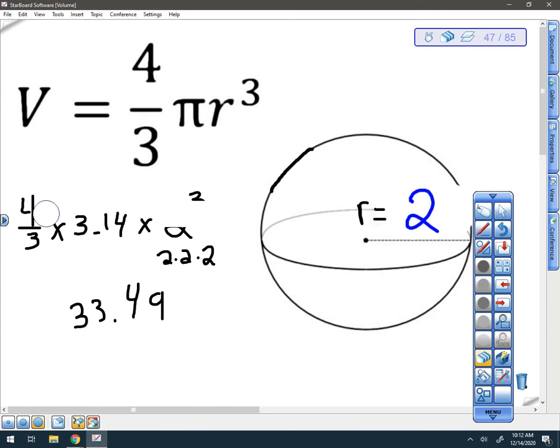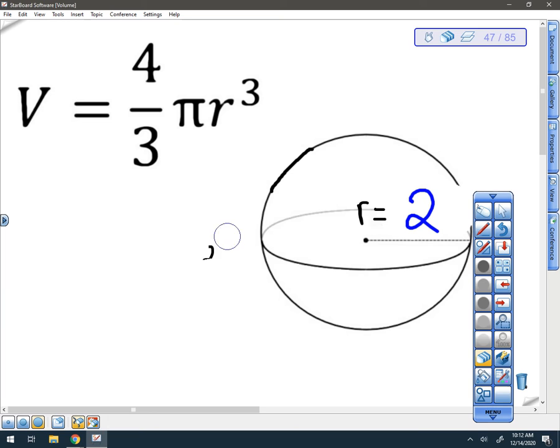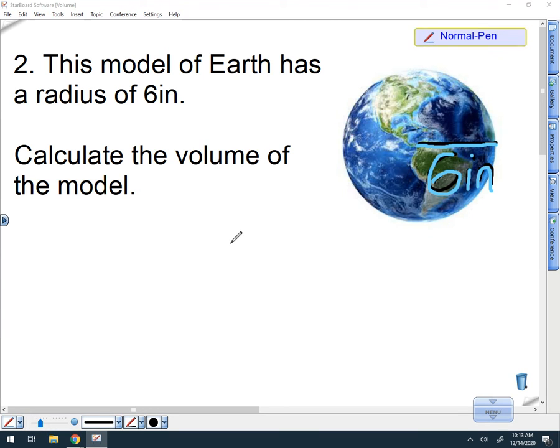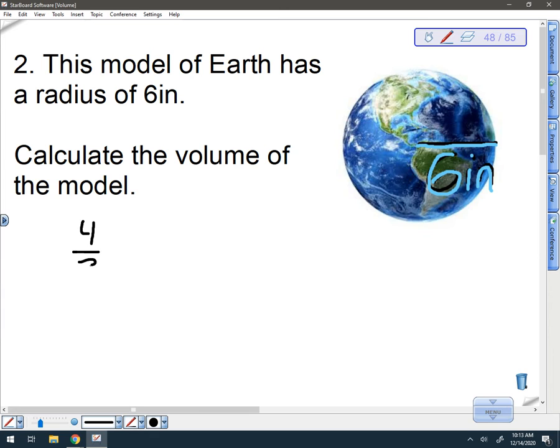So if we take a look at our next one, we've got this model of the Earth has a radius of 6 inches. Calculate the volume. So we need 4/3 times pi 3.14 times the radius to the third power, which the radius is 6. So 6 to the third power. Hopefully everybody wrote the formula down, so you've got that. So you'll be able to go through these assignments real quick, real easy.